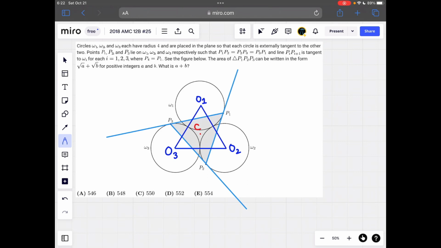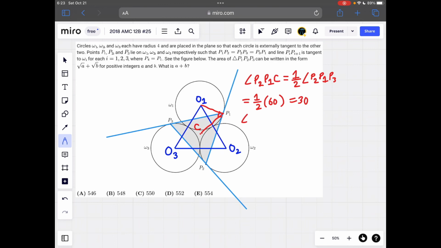So now, what interesting stuff can we learn? Well, first off, we know that angle O1P1P2 is a right angle because P1P2 is tangent to omega 1. So it's always going to form a right angle with the center. Note also that angle CP1P2, which is this angle, is going to be equal to half angle P2P1P3, because it's the center of an equilateral triangle. So we have angle P2P1C equals 1/2 of angle P2P1P3, which is just 1/2 of 60, and that's 30.